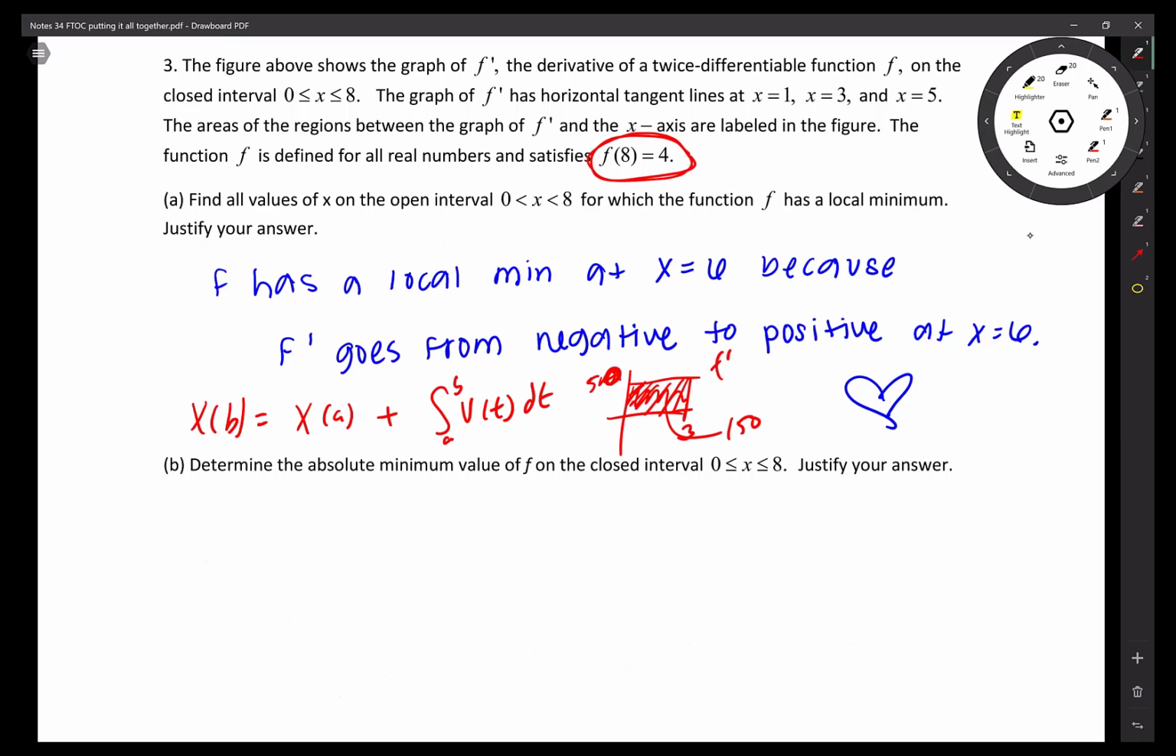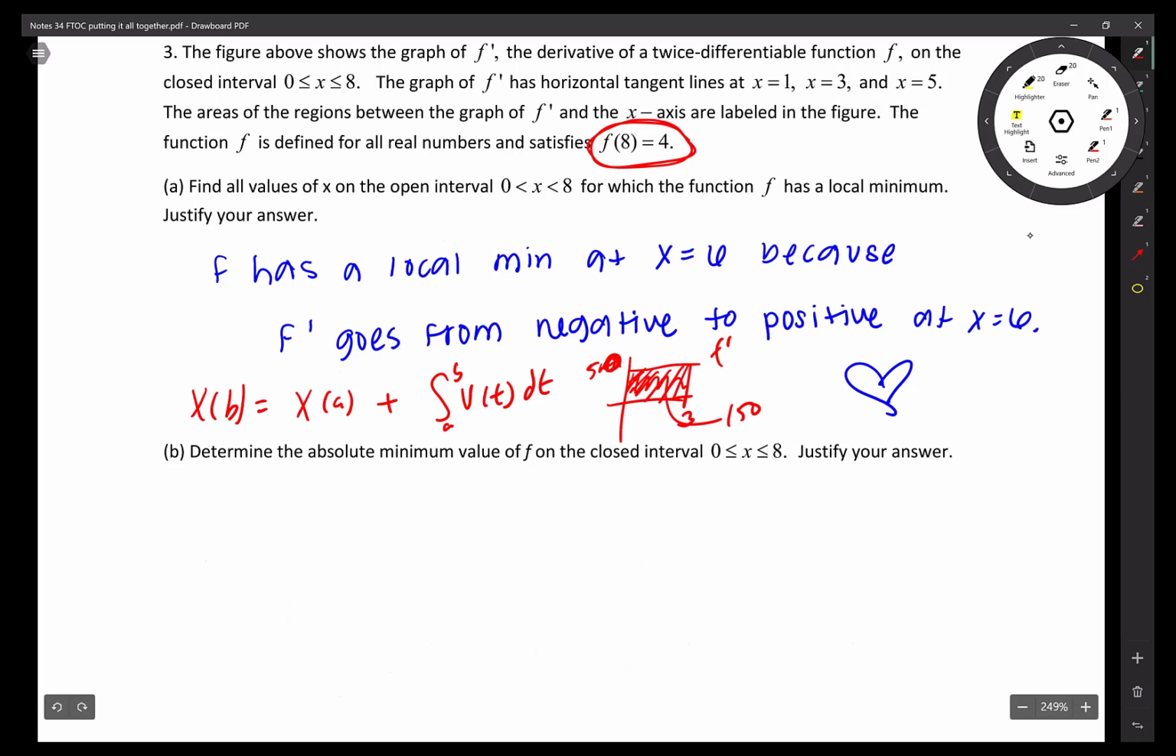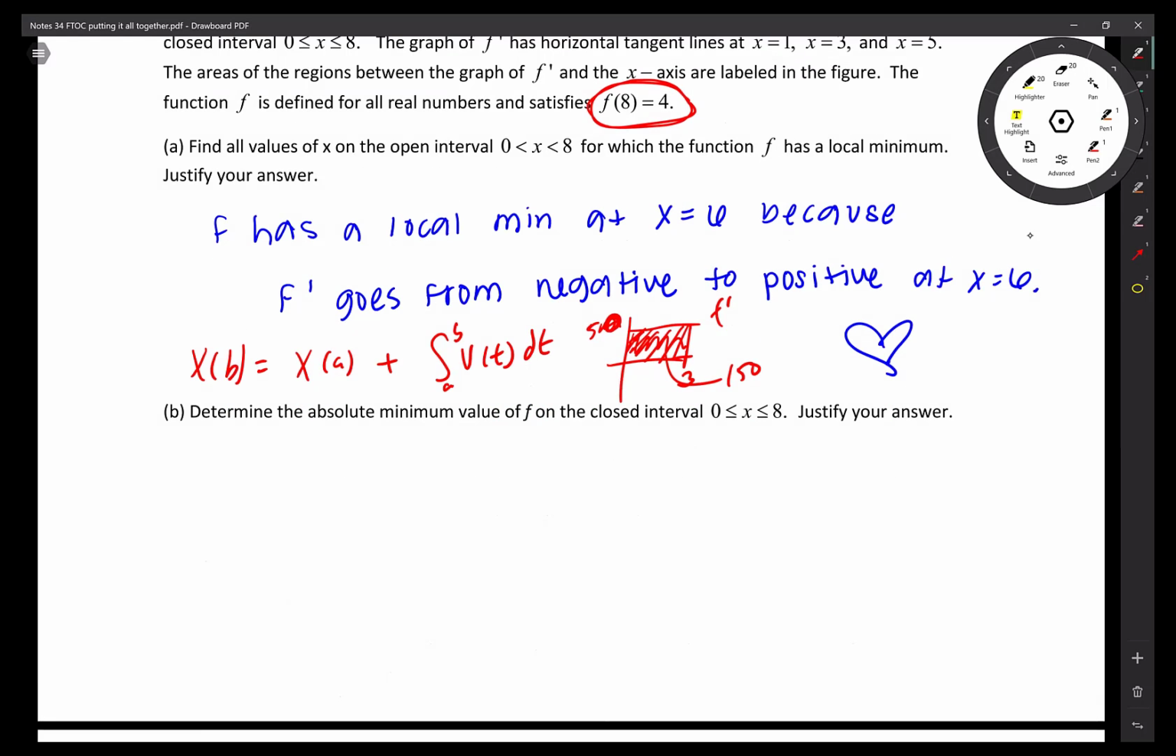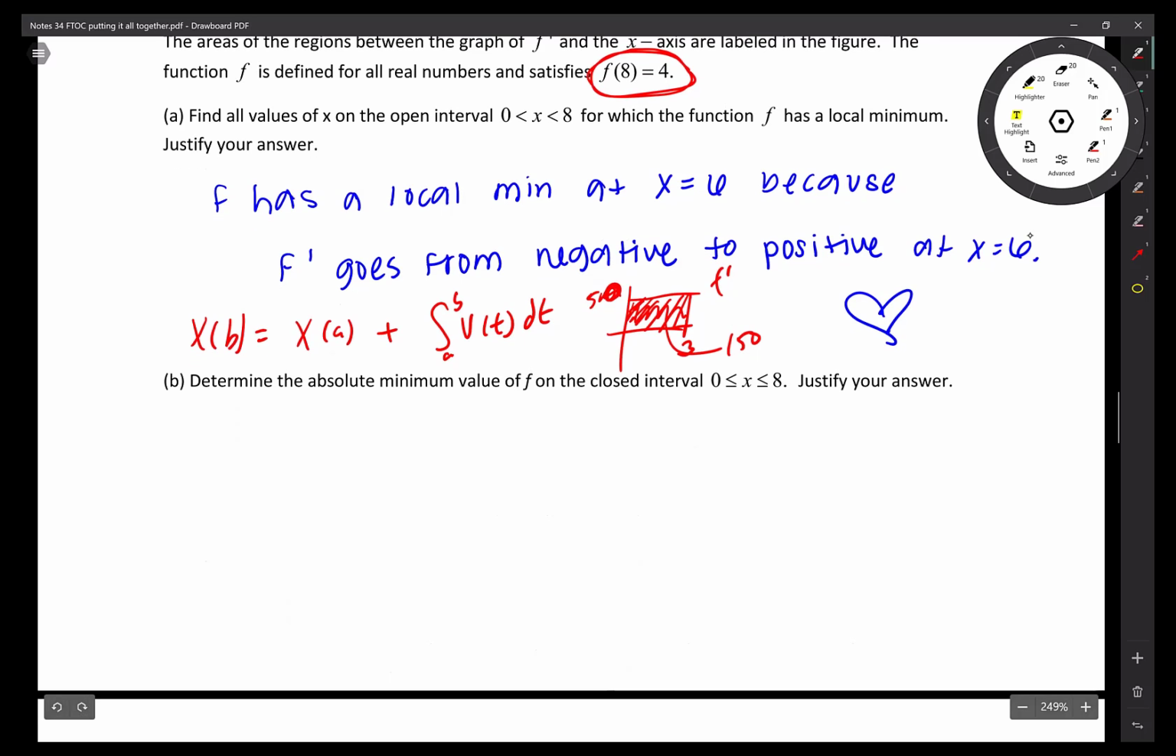Determine the absolute minimum value of f on the closed interval 0 to 8, justify your answer. The justification for this, the best justification is always a table. The best justification is always a table. Now, I did look this question up yesterday after we were done, and they almost made a table. They literally just wrote out all of them. But it's like a table. I still like my table idea.